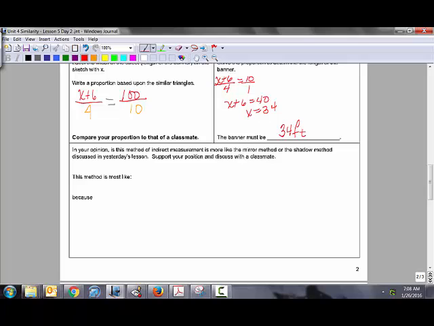Now this is a part for you to complete. You are to decide what you think this method here, which maybe we'll call the bow tie. I guess we've got something that looks like that. Not a very symmetric bow tie, but a bow tie. Is this bow tie most like our mirror method or our shadow method that we talked about yesterday?